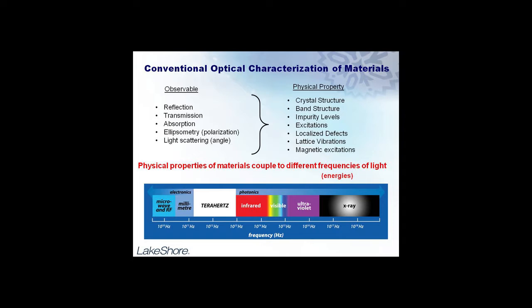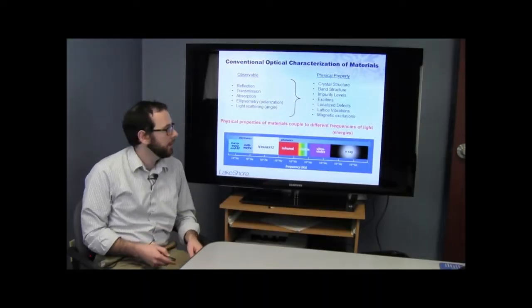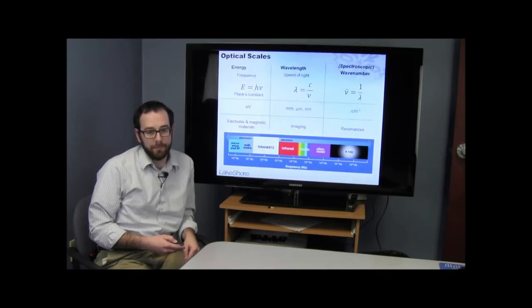From those observables, depending on the frequency of light, we're able to derive physical properties of a given material. Depending on the energy, frequency, or wavelength of the light, those could include things like the crystal structure, the band structure of a material, all the way down into the magnetic excitations that go on in certain materials. So the overall thesis of this part of the talk is really that physical properties of materials are going to couple to different frequencies or different energies of light. Right? And we have a few examples of that.